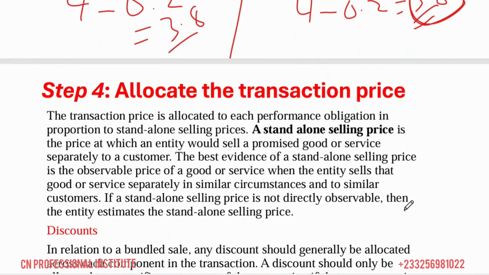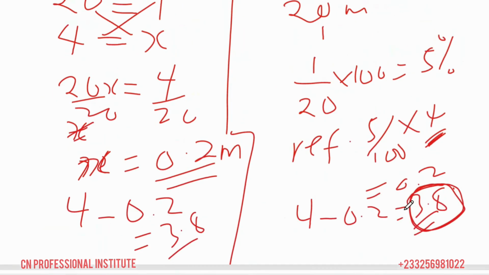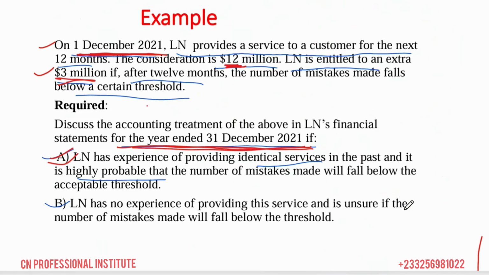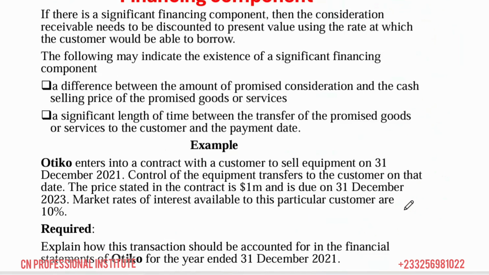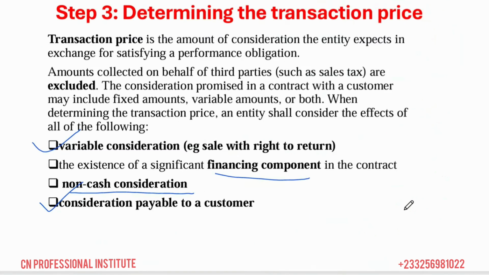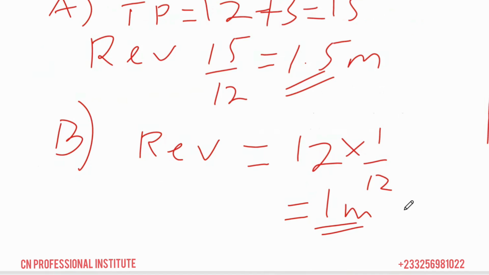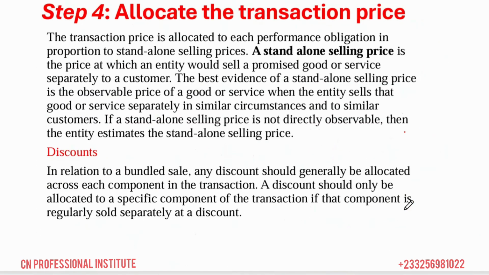So that's it for step 3. We are done. We looked at everything in determining the transaction price. We looked at variable consideration, the financing component, and non-cash consideration payable to customer. So in step 3, we've learned the transaction price and factors that can affect it. Let's go and look at step 4.